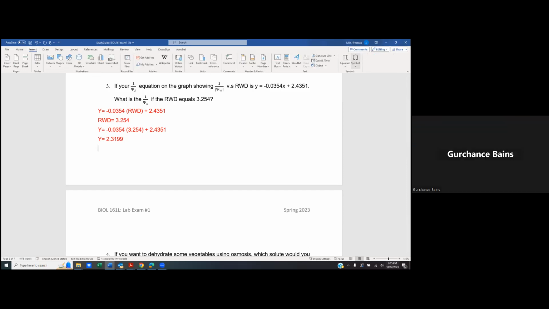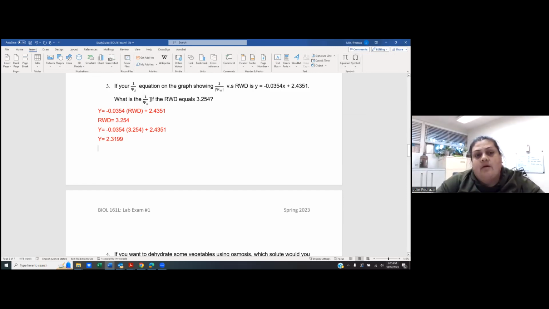Because the graph already has 1 over the water potential, and that's what it asked for. Exactly. So all it's asking for is 1 over psi s, and it's not asking for psi s. So if it said psi s, what would you do differently? What would be the next step? Do you guys remember?